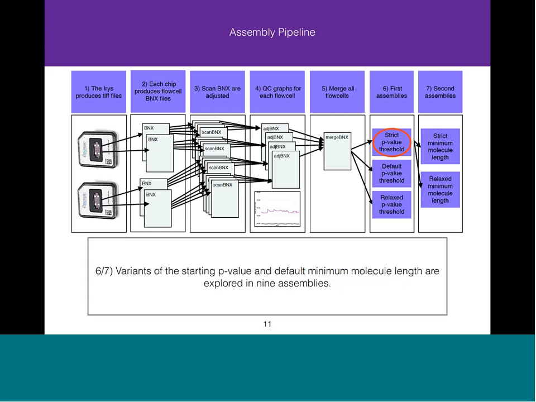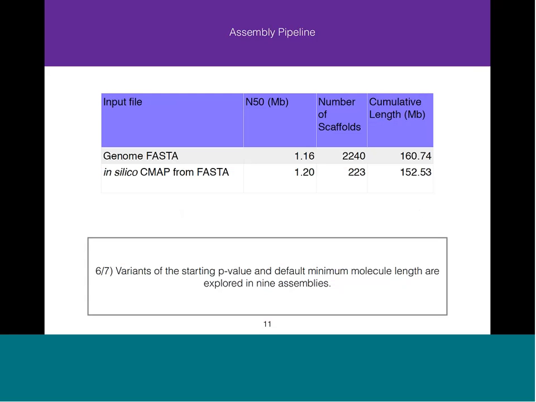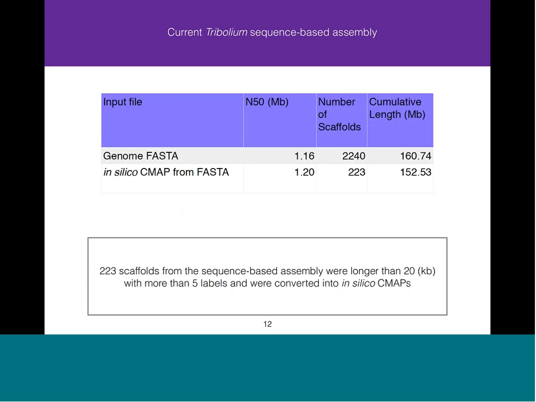So let's take a look at our Tribolium assembly results. We started with a genome FASTA of the scaffolds, and that had an N50 of 1.16, so it made a little bit of an advance from the TCAS 3.0 that we were talking about earlier. And we had 2,240 scaffolds, and they had a cumulative length of 160 megabases, and so that's about 40 megabases shy of the 200 megabase estimated genome size.